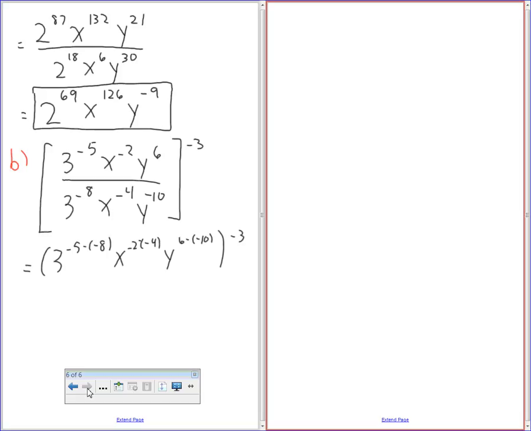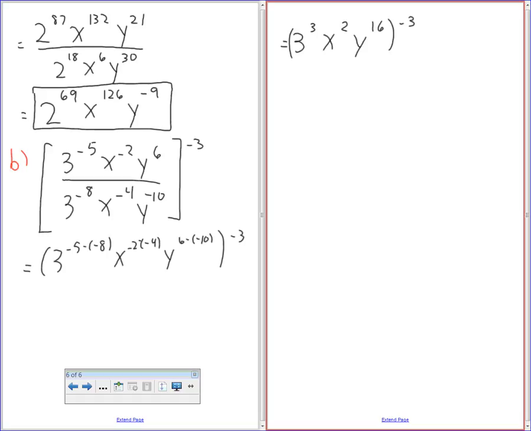Lexi, can you simplify the brackets for me, please? -5 minus -8 is? 2. Careful, 3. Because it's like 8 minus 5, right? So 3. Okay. X is going to be 4 minus 2, so 2, right? And Y is going to be 6 plus 10, so 16, I think. Can somebody confirm those numbers? Yes. I hope we're good. I'll confirm. Okay, great.